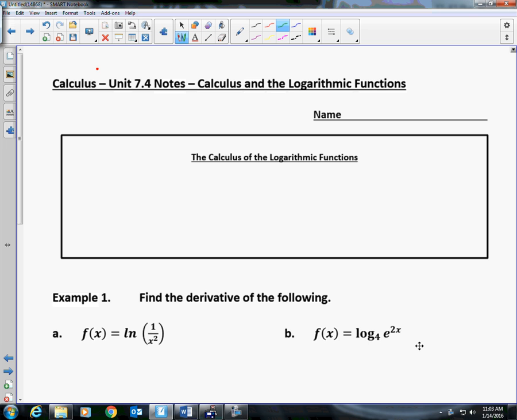Yes. All right, so here we go. The calculus of logarithmic functions. The derivative of the natural log of x is equal to 1 over x.